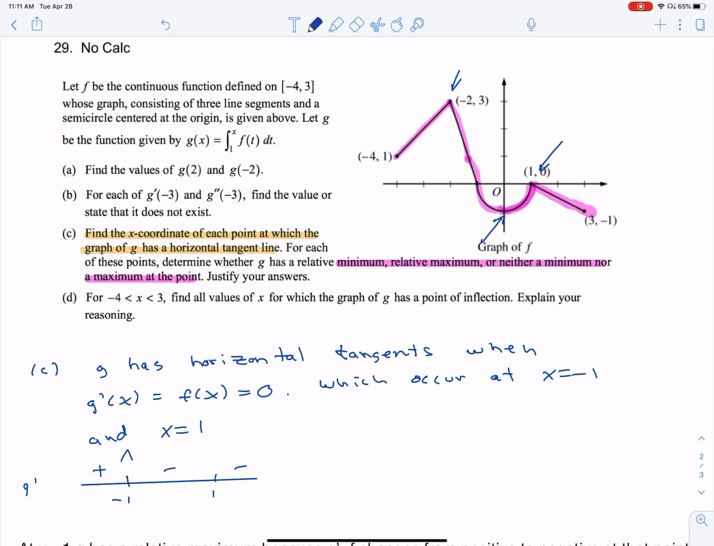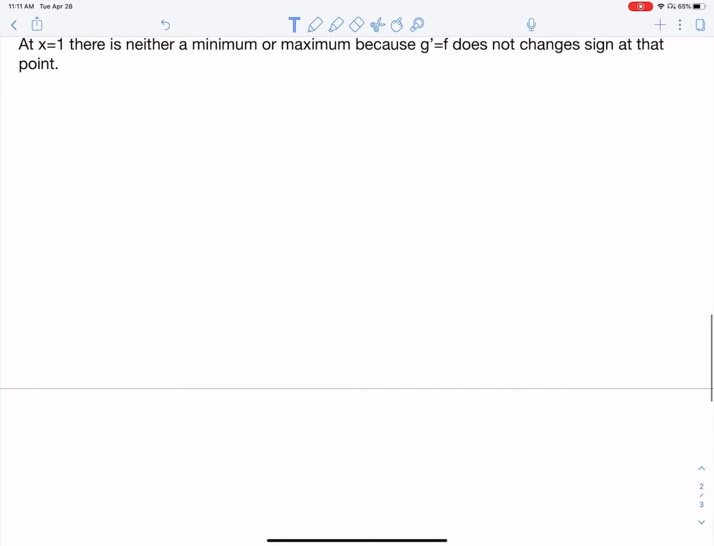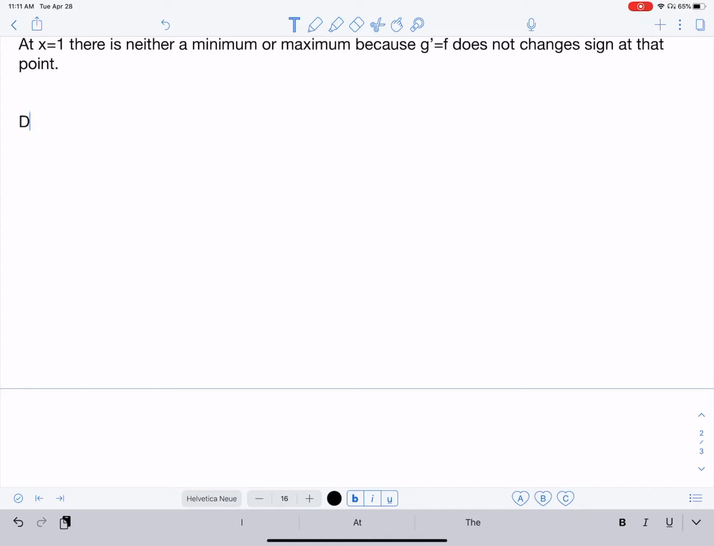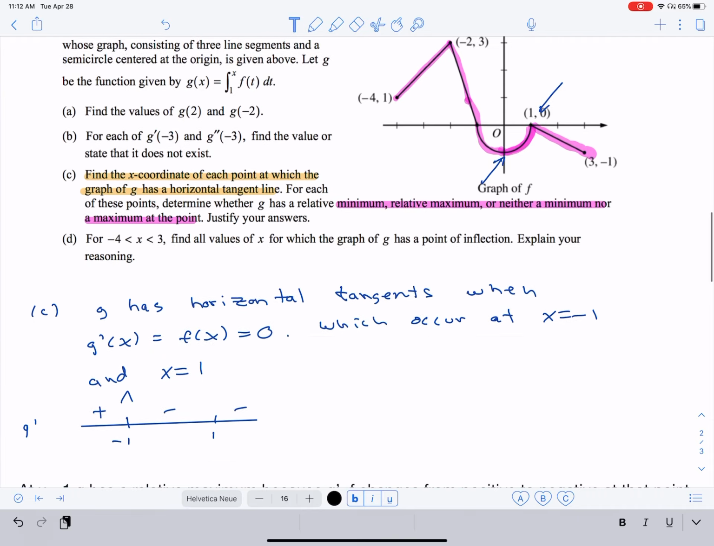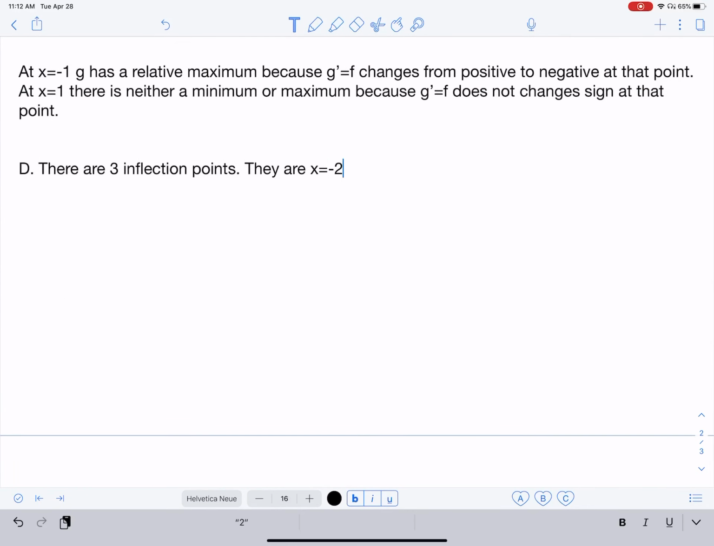So what I'm going to say here, actually I think I'm just going to type this again. So letter D. So there are 3 inflection points. They are, okay, that's probably not the best way of saying it. X equals, let me just double check, -2, 0, and 1. Okay, X equals -2, X equals 0, X equals 1.